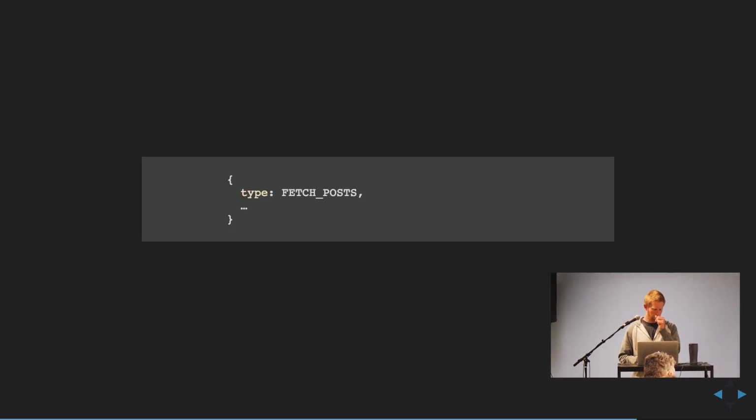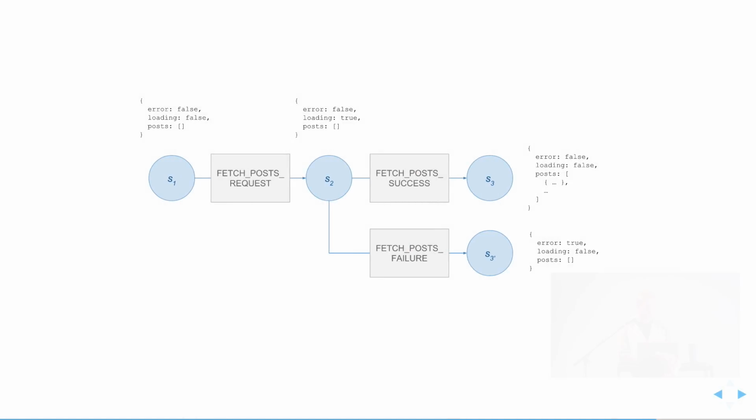But if we imagine that we have some action that represents an asynchronous action, like fetch post. So if we want to fetch a list of blog posts from the server, this is inherently an asynchronous process. What we need to do is take this action and transform it into a series of actions so that our UI can respond and render itself in a way that represents the asynchronicity of that process.